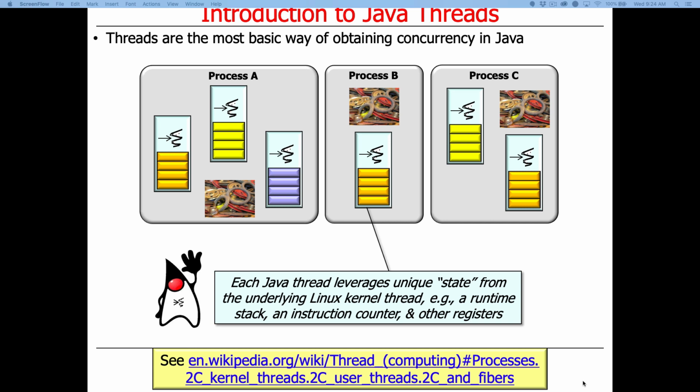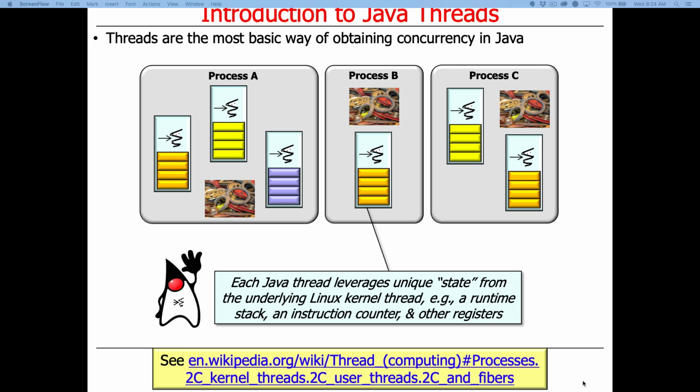Each Java thread has certain unique state that it gets from the underlying operating system. This should not say Linux kernel, it should just say the underlying operating system threads. In the Java virtual machine model, the Java abstractions are mapped into typically some operating system like Linux or Windows or VxWorks or whatever. And some of the things in a thread are unique per thread. In other words, every thread has its own set of these things.